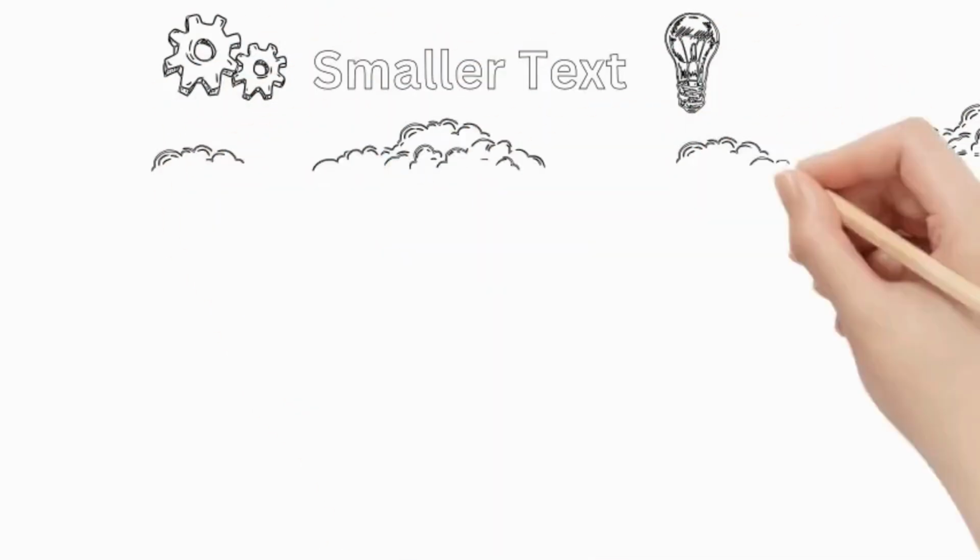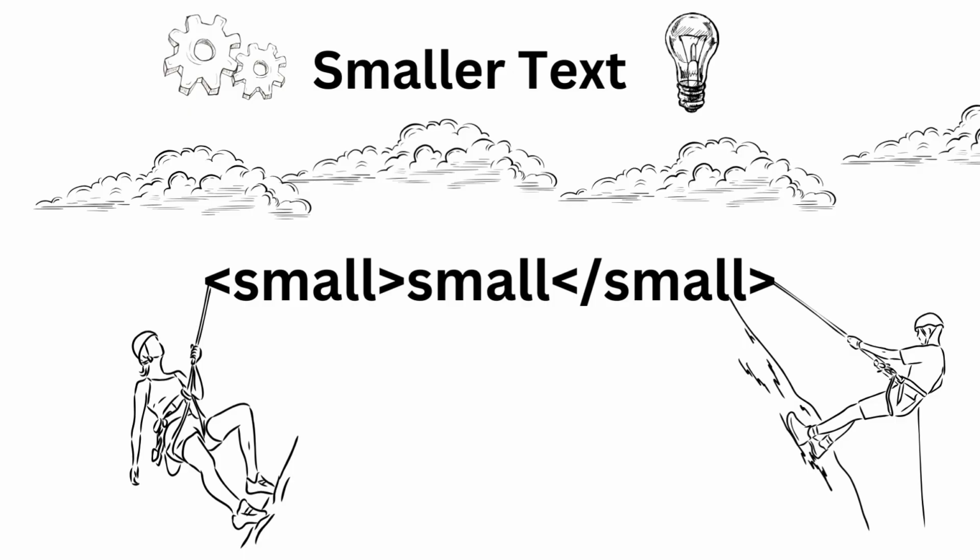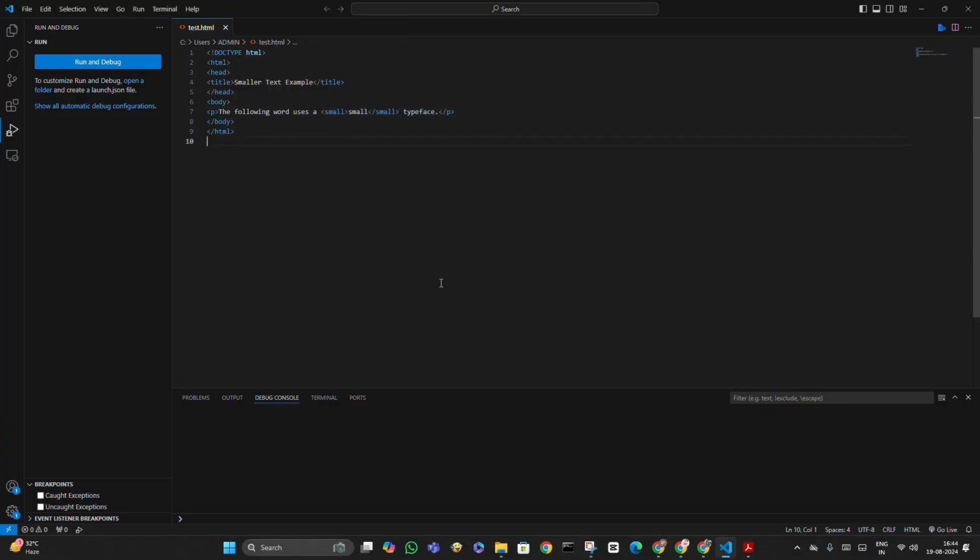Conversely, if you want to make text smaller, the small element will reduce the font size by one level. This can be useful for disclaimers or fine print. Let's look at an example. This will give you the following word uses a small typeface. The word small is now in a slightly reduced font size.